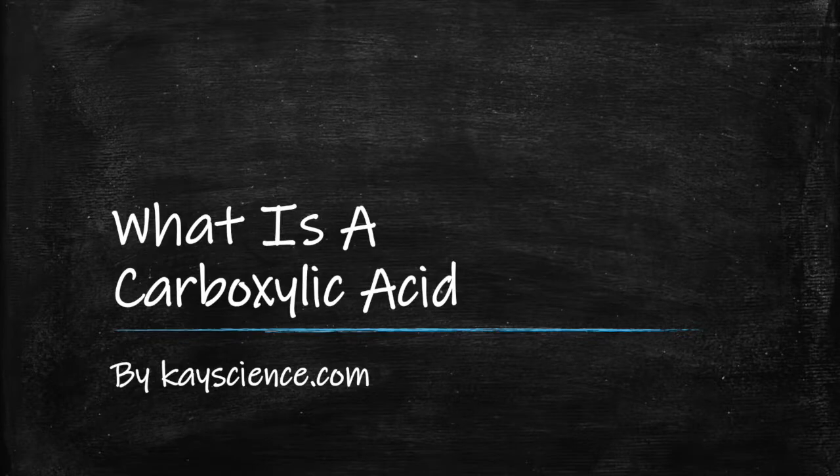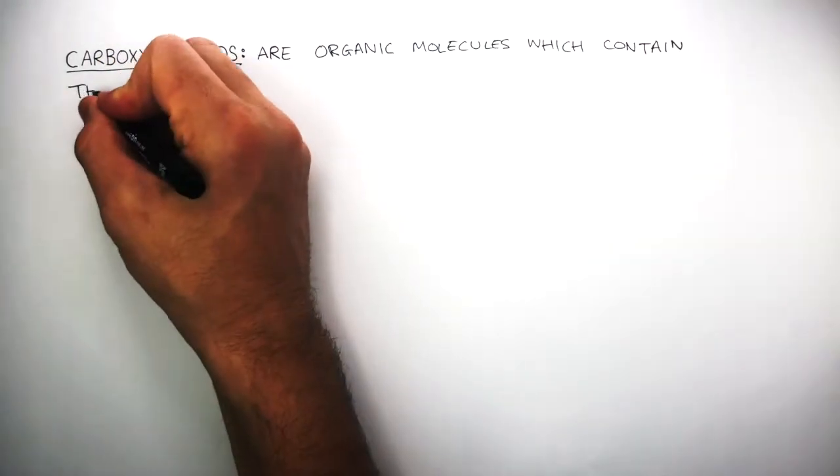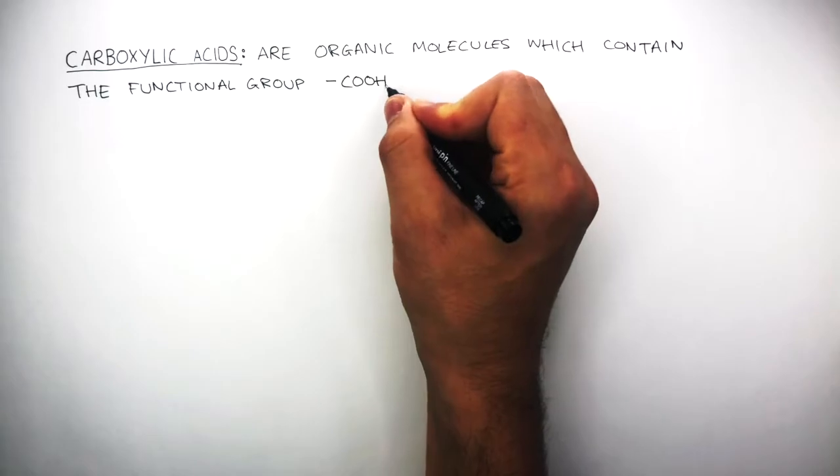What is a carboxylic acid? By KayScience.com. Carboxylic acids are organic molecules which contain the functional group COOH.